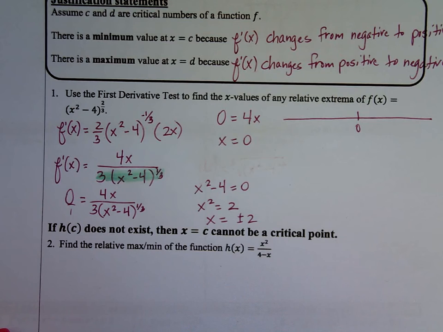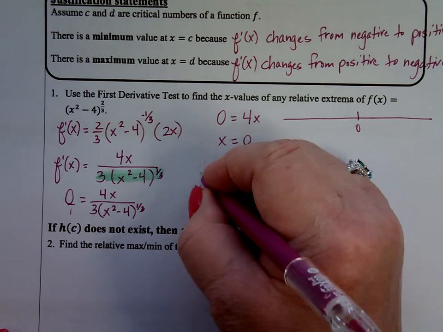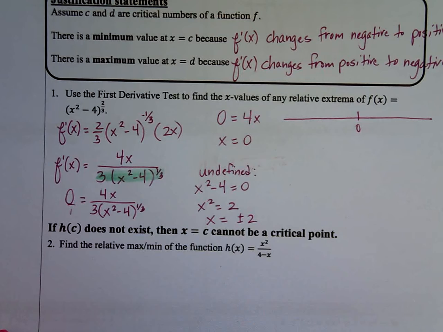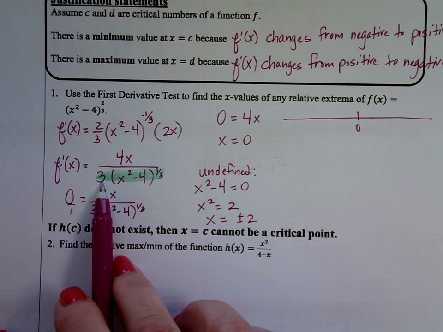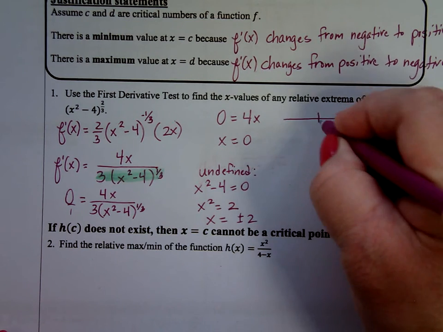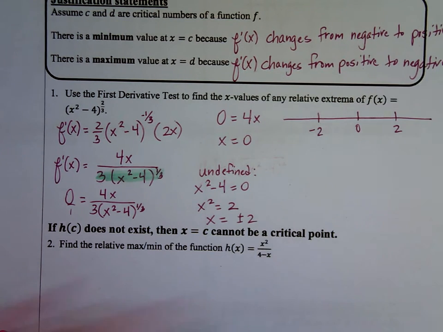So it's going to be undefined when x, and maybe I'll put a little undefined, is what I was looking for. The 3 in the front isn't going to make a difference. It's this root that's going to make a difference. And so in looking at it, that's where I would get a 0 denominator. So I need to put negative 2 and positive 2 on my sign chart.